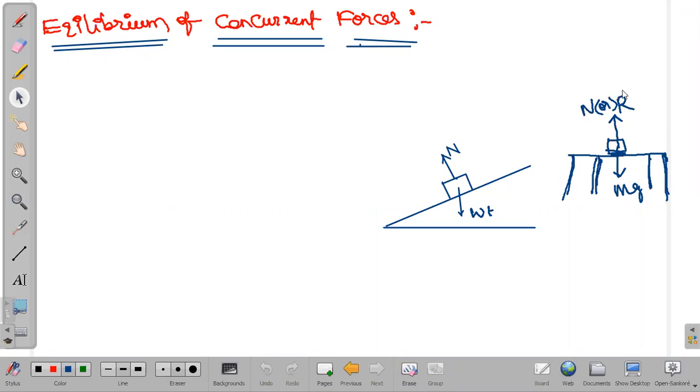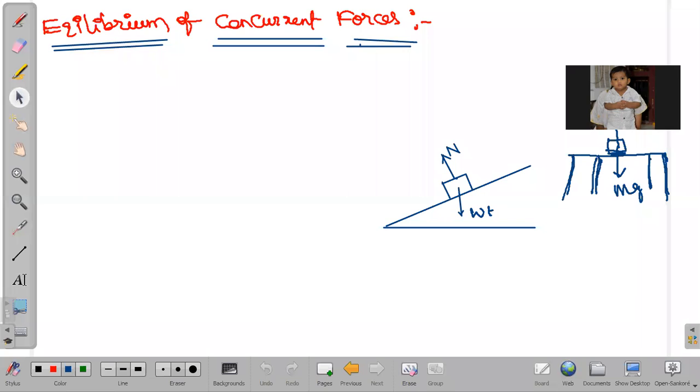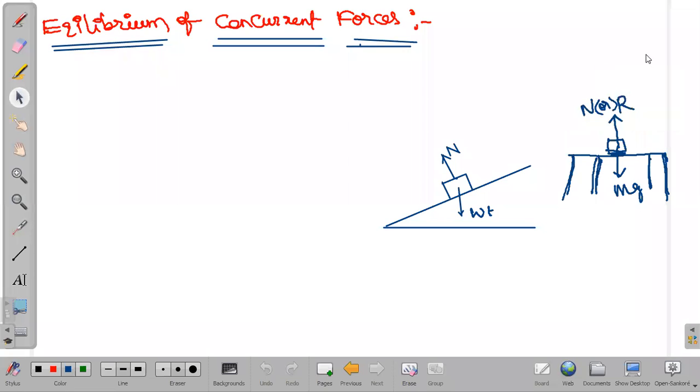Not only on this plane surface, but also on an inclined surface, the weight of the object, the gravitational force, acts exactly downwards, but the normal force always acts perpendicular to the object which we are considering. Right? So that is the normal force concept which we completed in the last class.